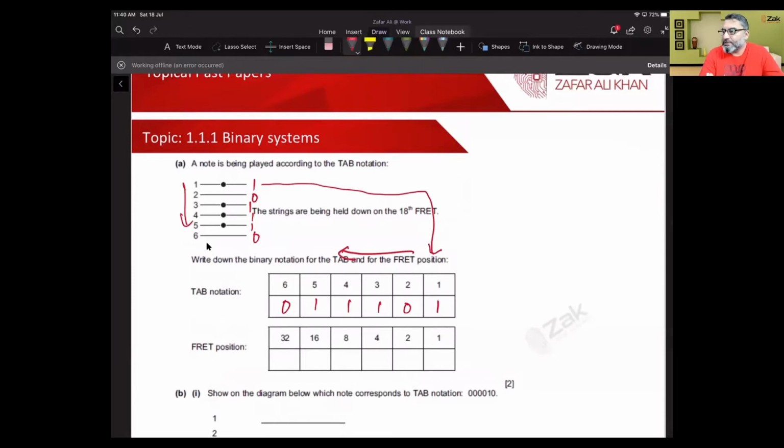All right. So now, which fret is this? This is the 18th fret. 18 means 16 plus 2. So strings number 1, 3, 4 and 5 are being pressed at fret 18 over here.